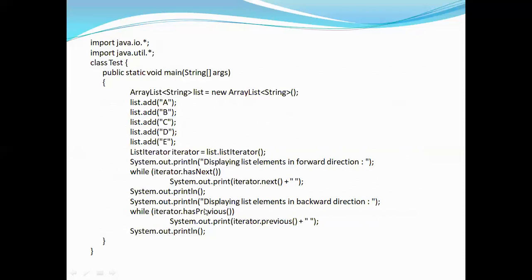Next statement, I'm displaying the list elements in the backward direction. So I'm printing in reverse direction. How will you print? I'm taking again a while loop. In the while loop, I'm checking whether it has a previous element or not. If it has a previous element, immediately I'll print that previous, iterator dot previous. Imagine that it doesn't have a previous element, so it will stop here itself. It doesn't execute this. And every time it is printing an element, it is going to the next line. So this is how you'll print elements in both forward direction and reverse direction.